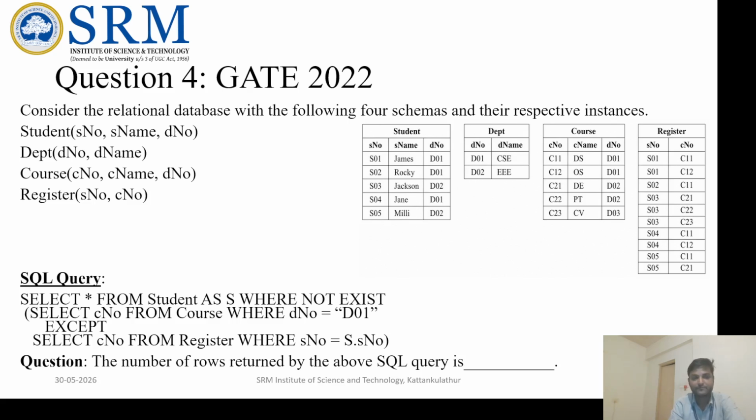Now the SQL query: select star from student as S where not exists (select C number from course where D number equals D01) except (select C number from register where S number equals S dot S number). Okay. So this question is not so easy and straightforward. We have to think a little bit, and we have to know the meaning of all the keywords of SQL, that is exists and except. Okay.